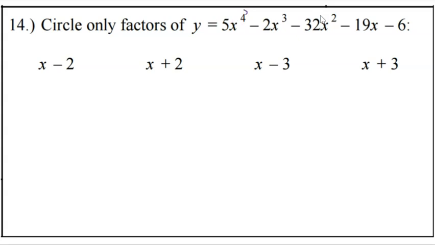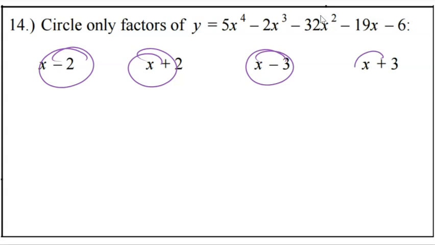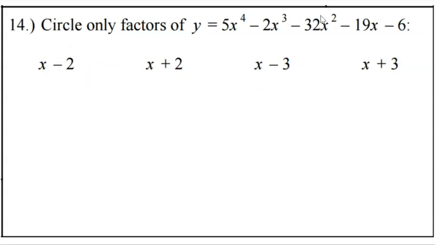Therefore, it can have up to 4 factors. So it's possible that all 4 of these are factors. That could be true. It's unlikely, but it could be true. The way we test a factor, so we're going to test x minus 2, is we're going to divide this polynomial by x minus 2.